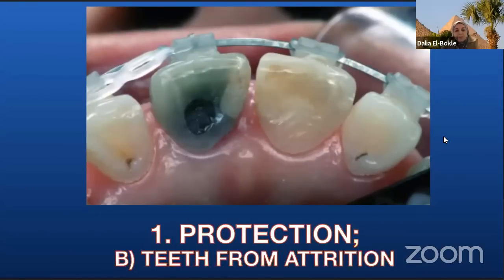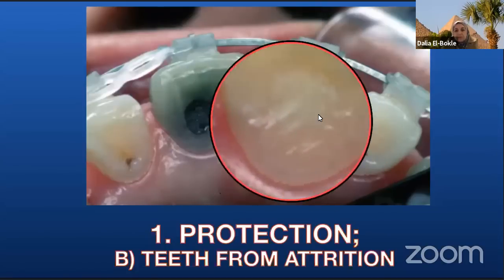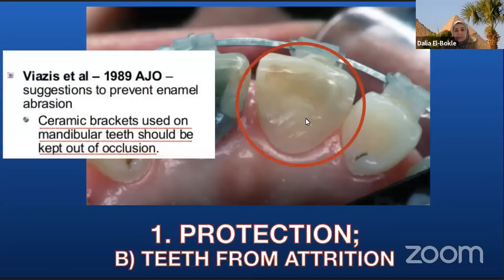The other type of protection that a bite turbo or a disarticulation can provide is when we are using ceramic brackets on the lower arch. Here you can see how this tooth here has suffered from attrition because of the use of ceramic brackets on the opposing tooth. And as Viazis advised in 1989, ceramic brackets used on mandibular teeth should always be kept out of occlusion.